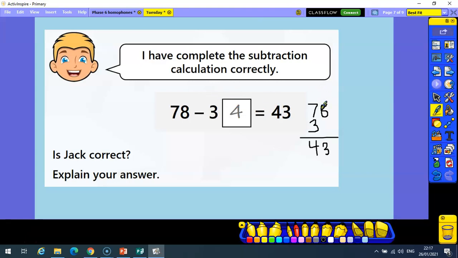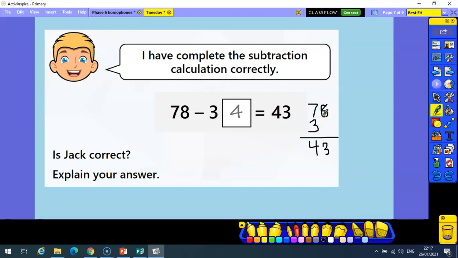He said that 8 take away 4 is equal to 3. Is that correct? Let's see. 8 take away 4. 1, 2, 3, 4. No. How many do I need to take away from 8 to be left with 3? Well, remember what I said, we could take away this part to get this part. If we take away 3 from 8, we will find out what this part is. Jack is not correct.